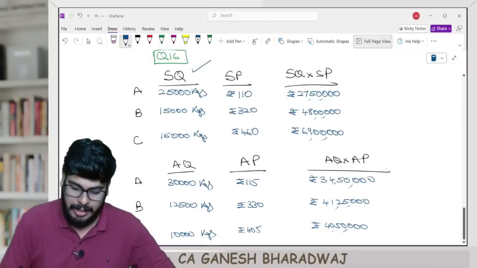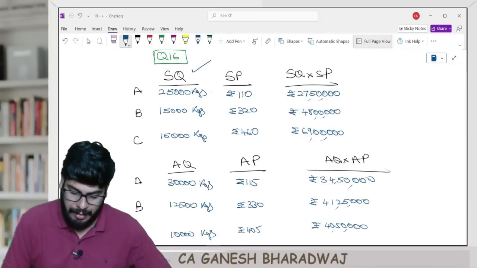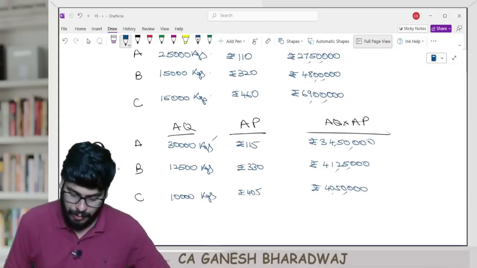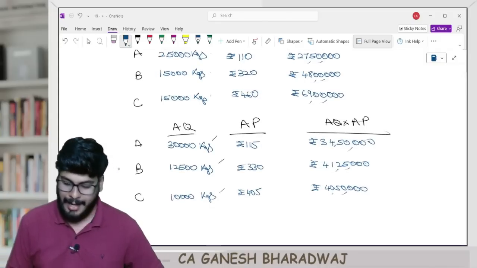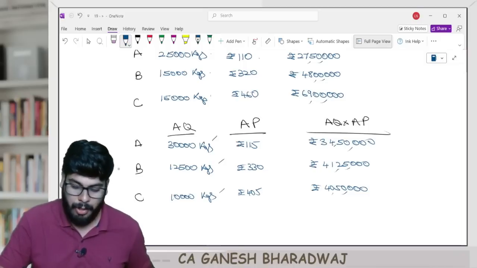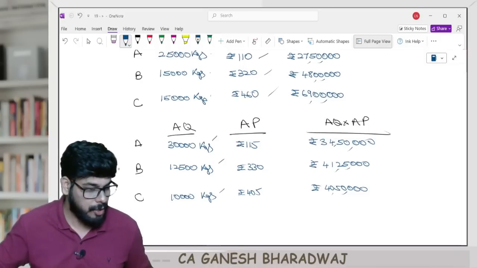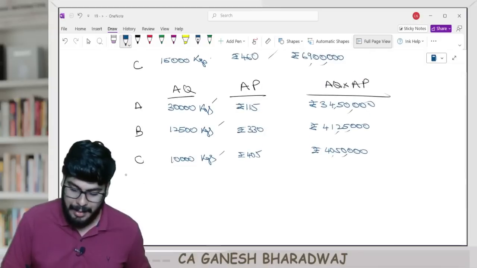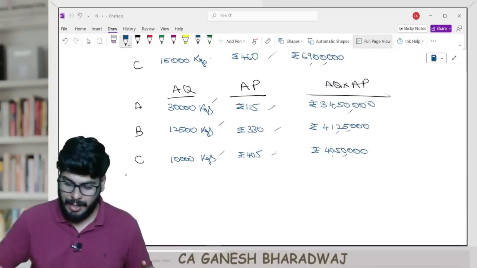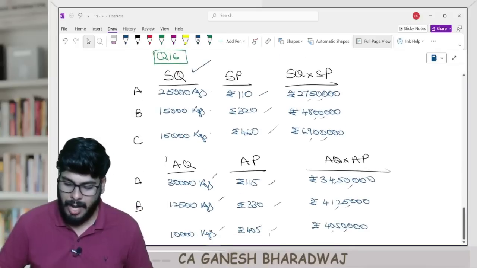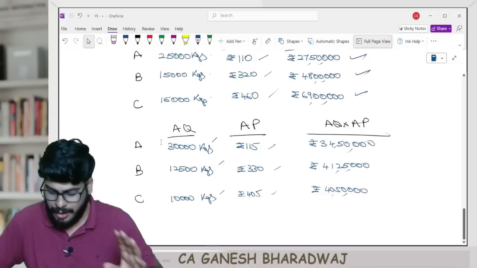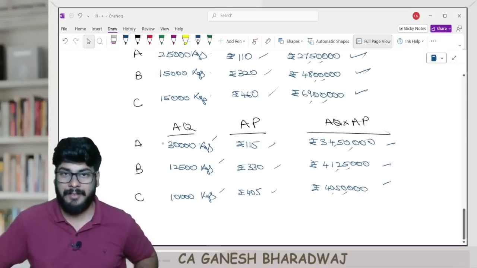So basically standard quantity is going to be 25,000, 15,000 and 15,000. Actual quantity is going to be 30,000 kgs of A, 12,500 kgs of B and 10,000 kgs of C. The standard price is going to be 110 rupees, 320 rupees and 460 rupees, and the actual price for A, B and C respectively is going to be 115, 330 and 405. These are all given in the question. I have just multiplied these two figures and arrived at standard quantity into standard price, and actual quantity into actual price.